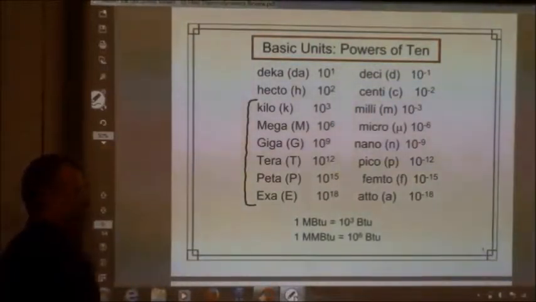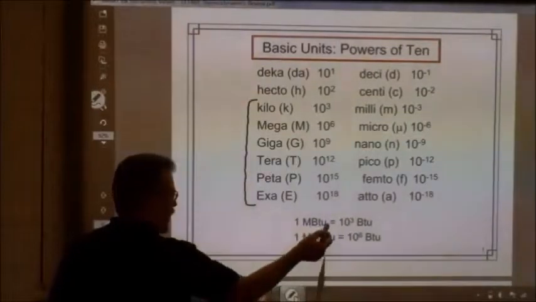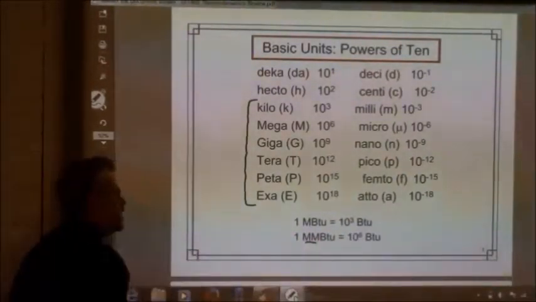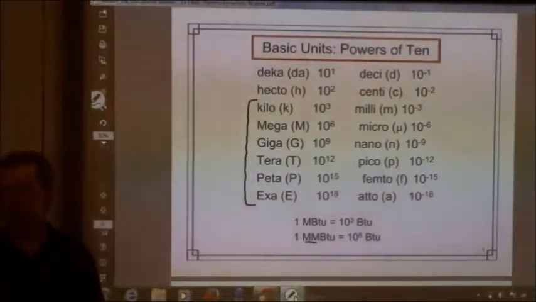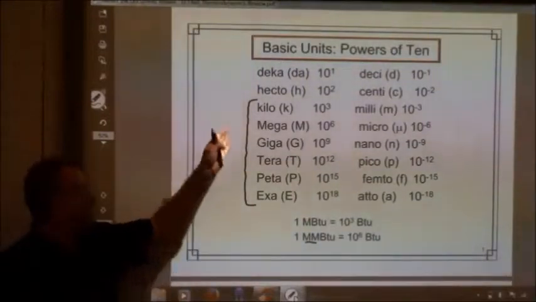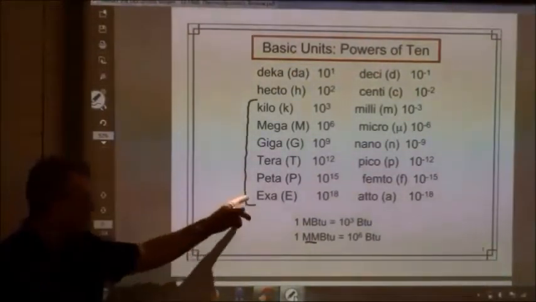If you're working in the English system of units, you should be aware that 1 MBTU is actually 1,000 BTUs, and 1 MMBTU is actually 1,000,000 BTUs. So that's it. It's not the same as these units up here. Okay.